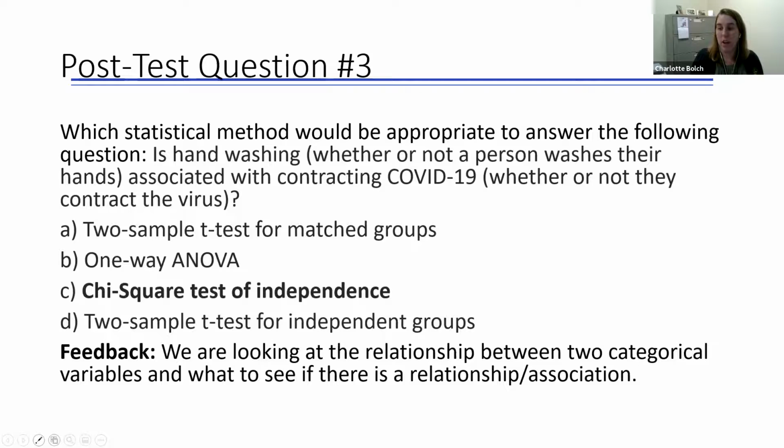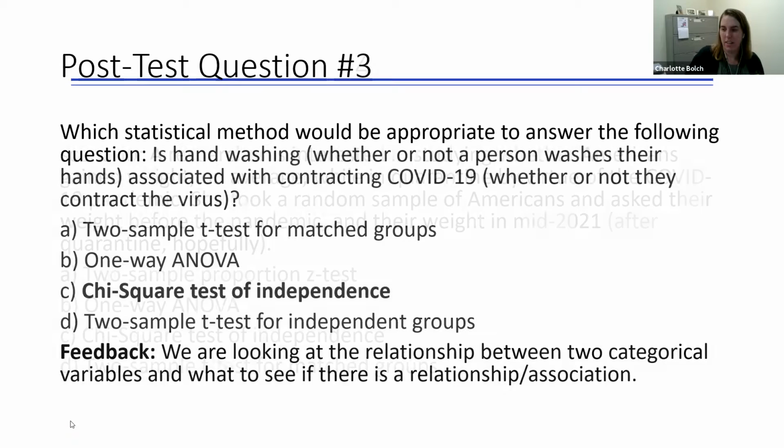And so for A and D, those 2-sample t-tests, remember, are looking at a difference in means. So we have to have some kind of quantitative variable for which we can calculate a mean value. And for the 1-way ANOVA, that's a similar type of process. We just have multiple groups.